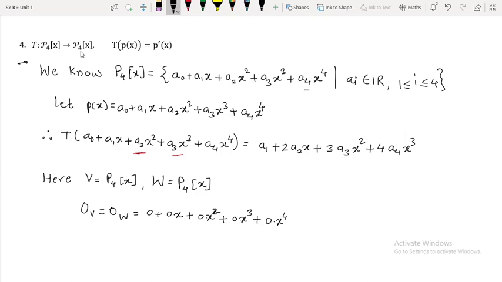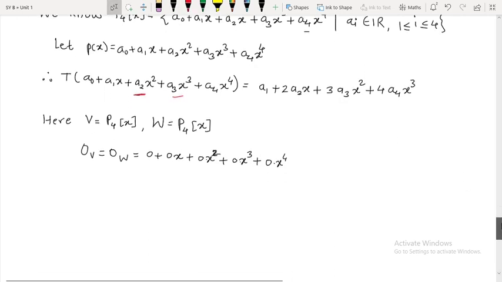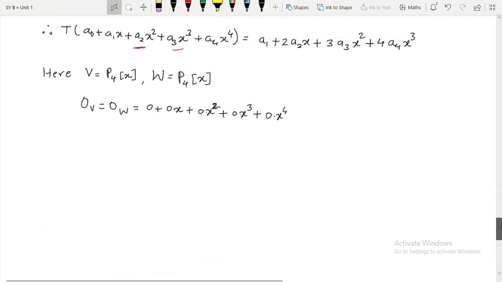Now let us find the kernel and image for this linear transformation. First of all, we will write down the definition of kernel. We know kernel of T, how is it defined?